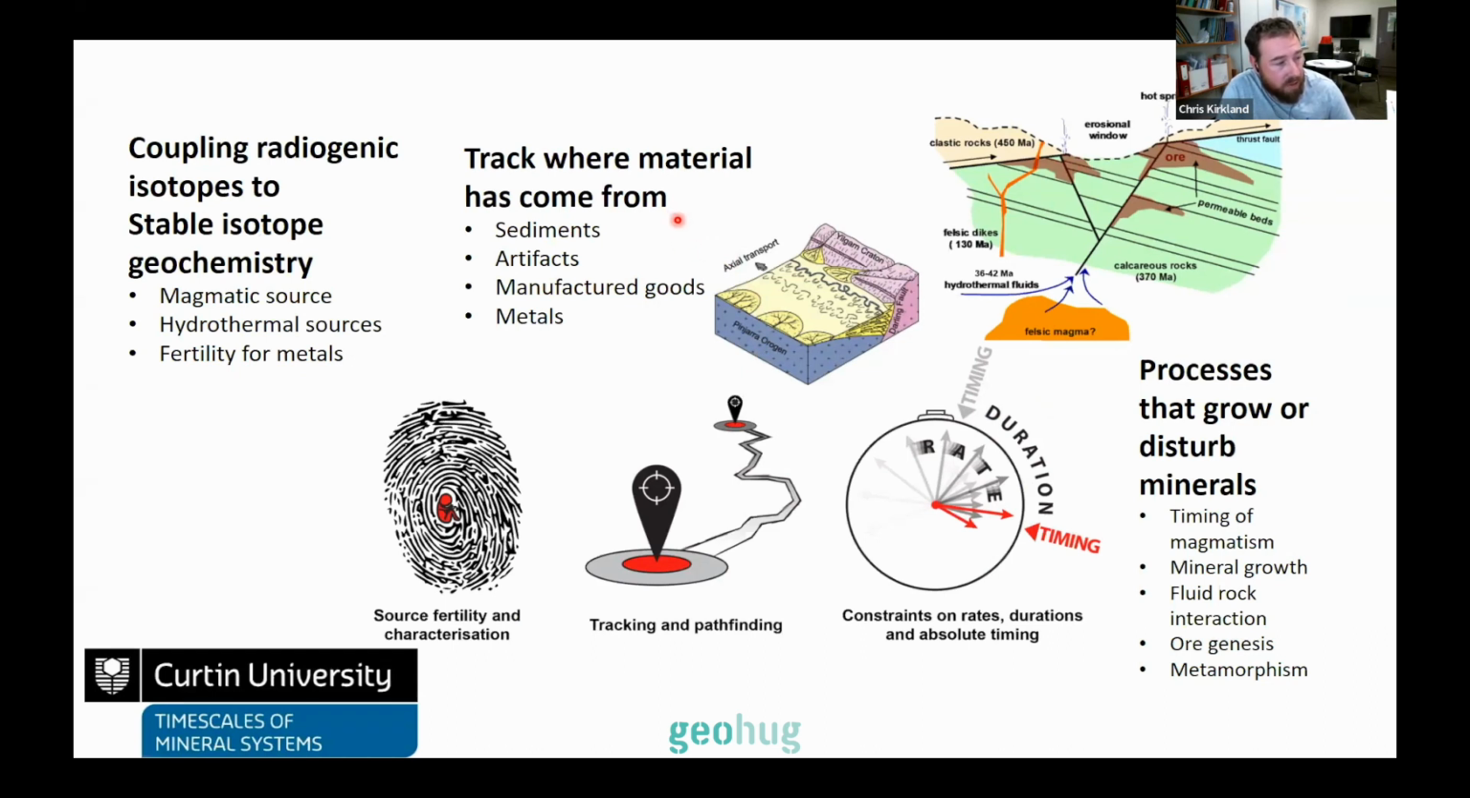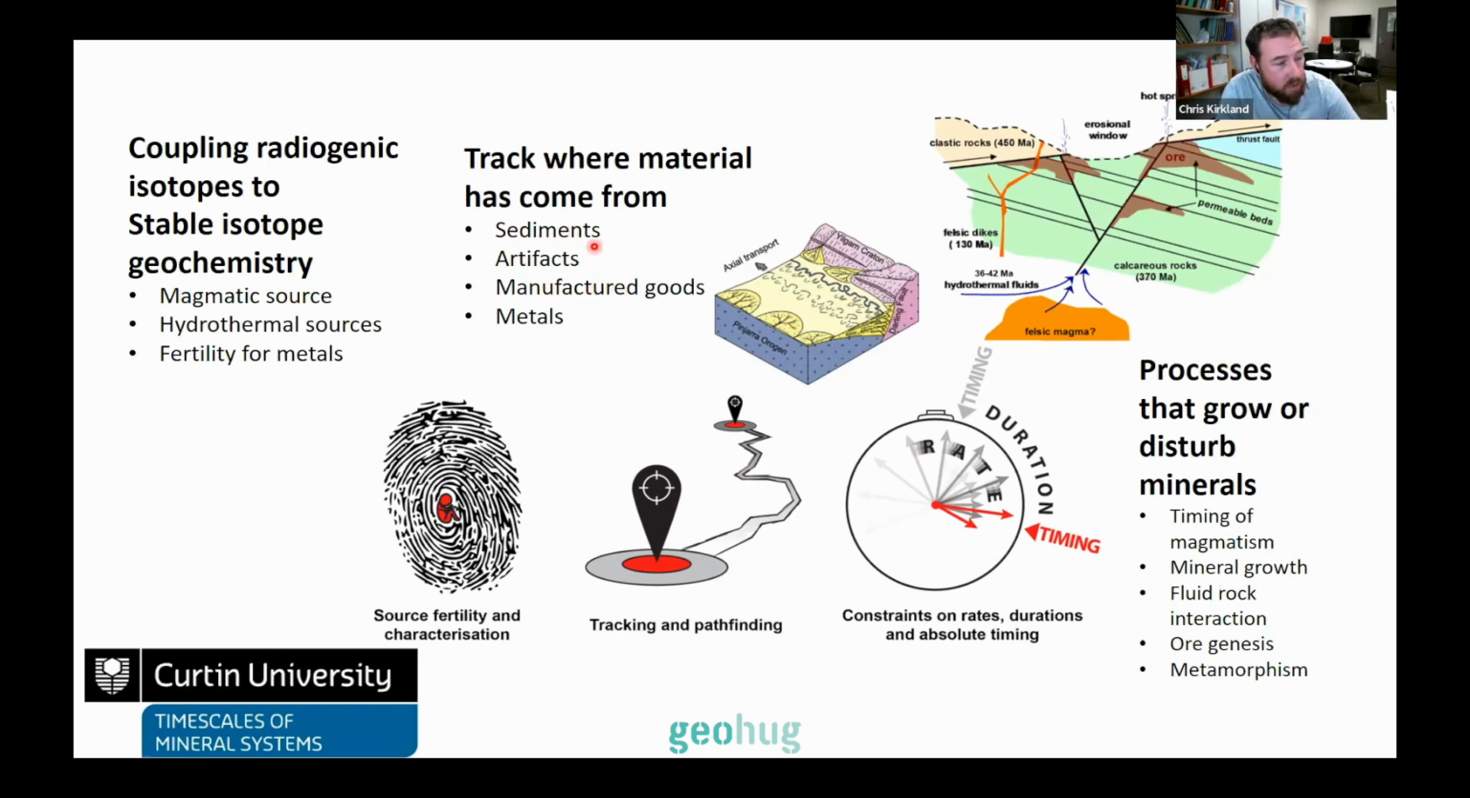We can use it to track the source of material. Now that could be the source of sediments, and that's kind of provenance information, so we can understand how basins might have formed, the timing, but where the material has actually come from to fill a basin. But we can use that same provenance information and the same isotopic tools to tell us about where manufactured goods have even come from, where artifacts have come from, like bits of pottery.